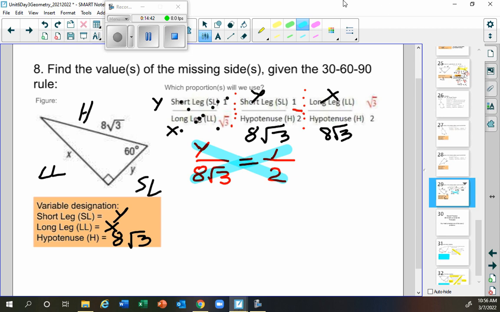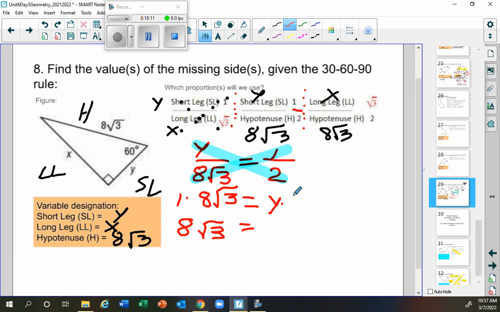So for this one, what's 1 times 8 times square root of 3? Is anything going to really change? No. So at the moment, we just have 8 square root 3. However, now on the other part, what's 2 times y, or y times 2? Y times 2 is 2y. Okay, so we have 8 square root of 3 equals 2y.